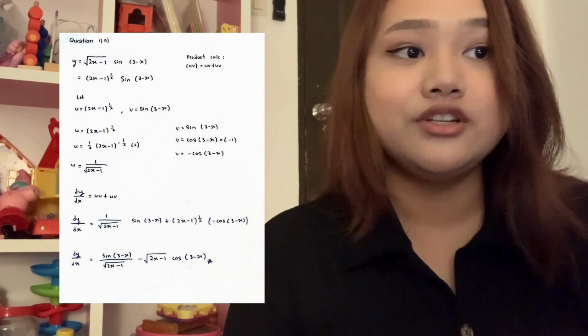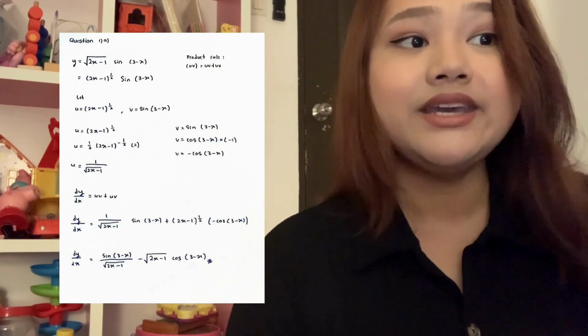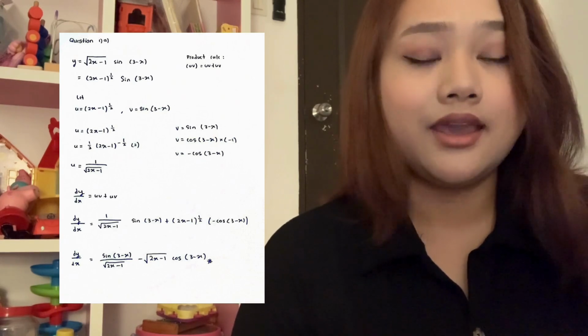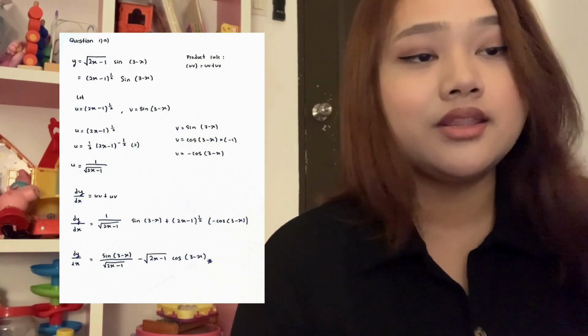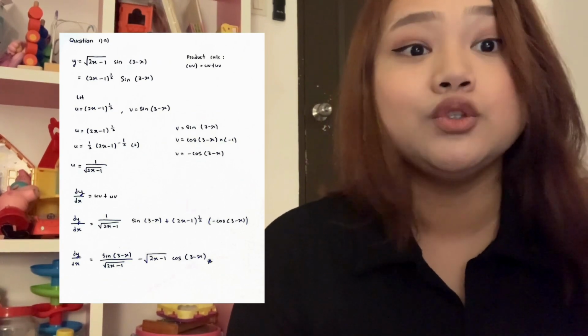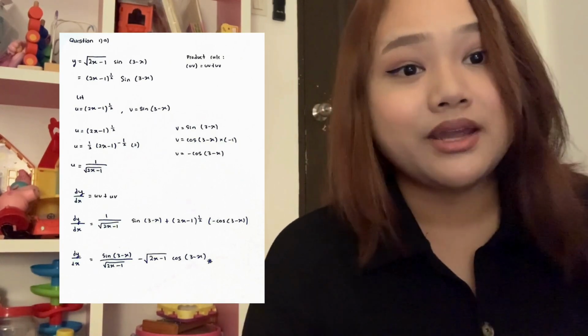And then we differentiate v equals sin(3 minus x). The inside function, 3 minus x, has derivative negative 1. v' equals cos(3 minus x) times negative 1. So v' equals negative cos(3 minus x).